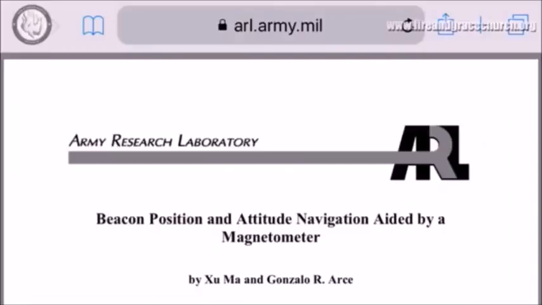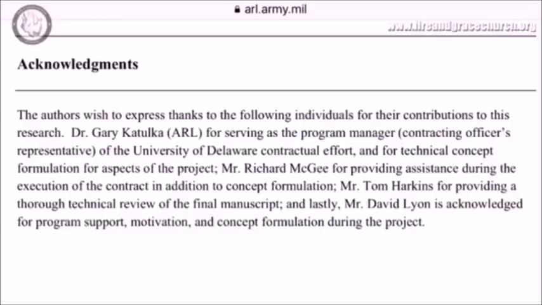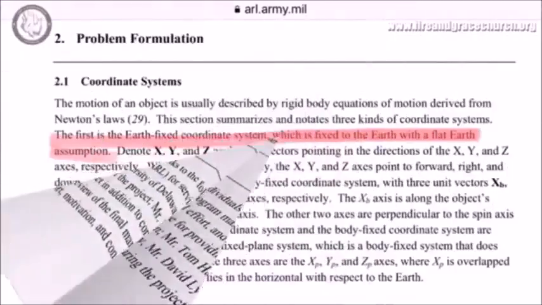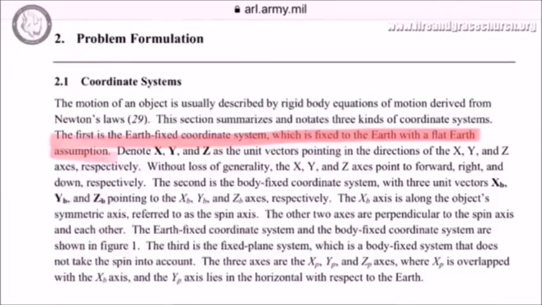Let's look at it. We're going to go down through some now here. I'm going to try to go pretty fast. This is the Army Research Laboratory. Notice every time you see .mil, the only people that can have .mil are the military. This is the Army's Research Laboratory. Beacon position and altitude navigation aided by magnetometer. This tells you who they are. I'm not going to get into all that, but this tells you the PhDs and the people who were assisting this study.